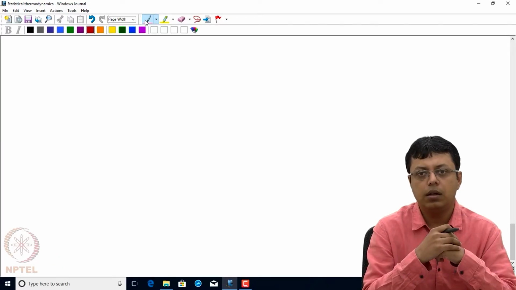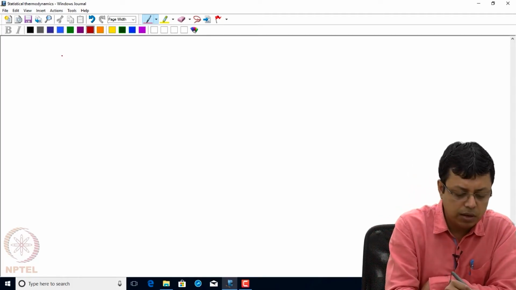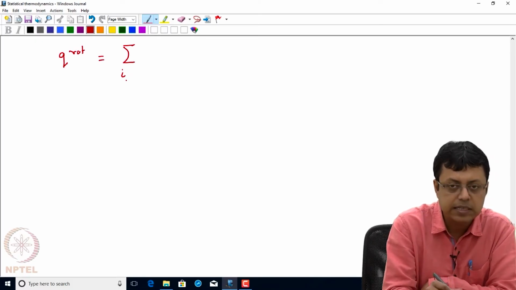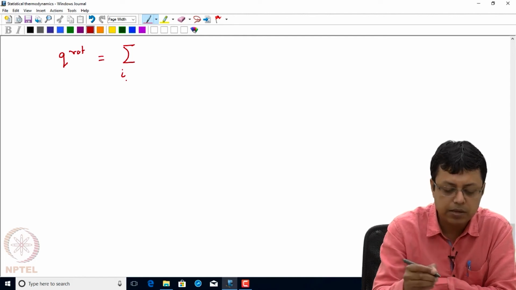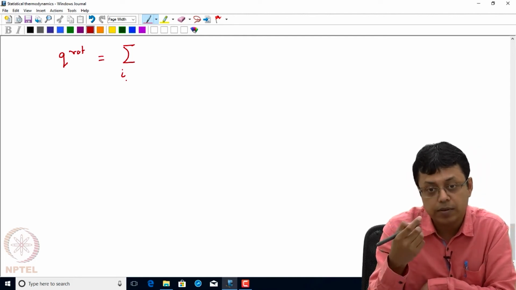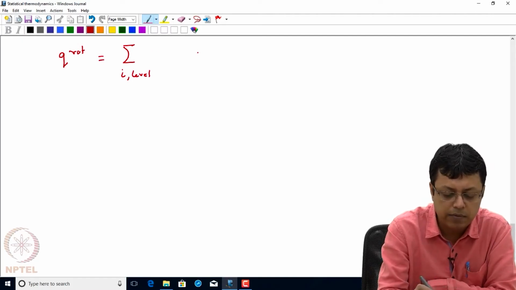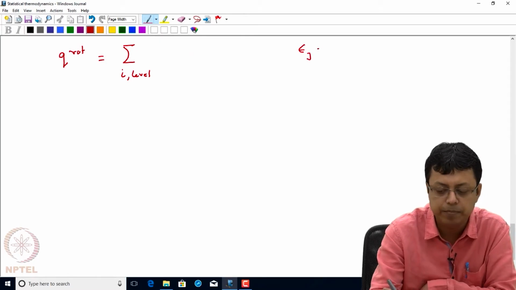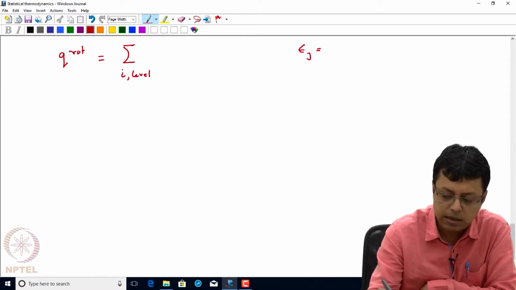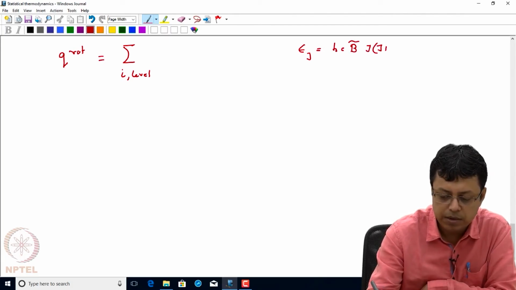All right, so let us now try to find out what is the rotational partition function. So just like before, we'll write the rotational partition function as a sum over states or a sum over levels, but in this case we'll use the sum over levels notation, because the rotational energy levels are, for example, usually with the quantum number denoted as J, written as hcB̃ J(J+1).